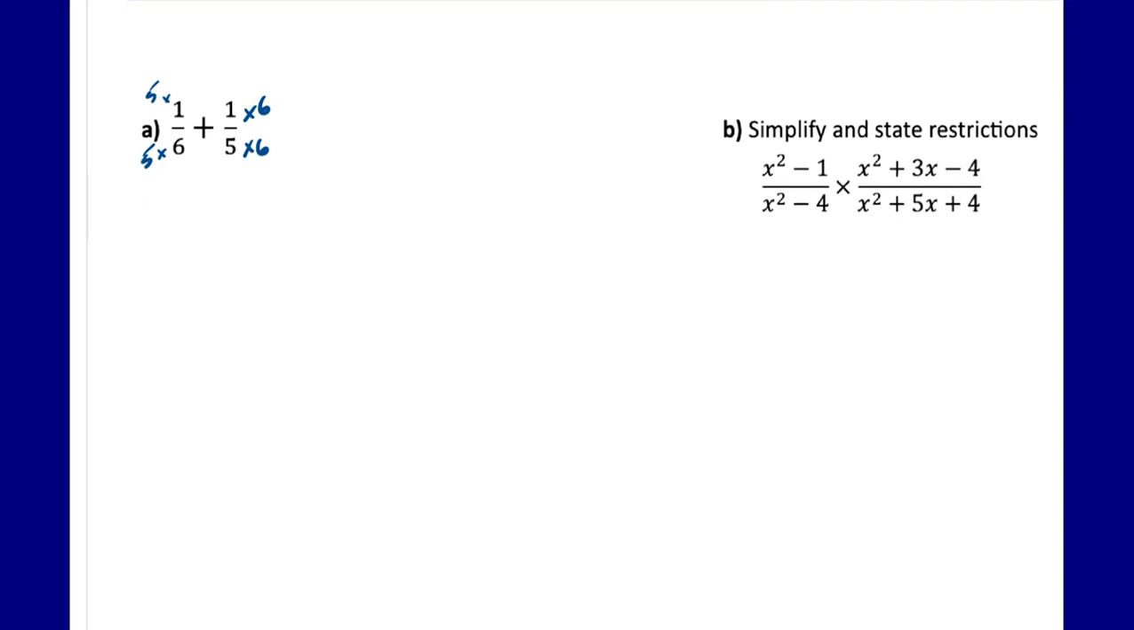So 1 over 6 becomes 5 over 30, plus 1/5 becomes 6 over 30. Now that I have a common denominator, I can just add my numerators. So I get 11 over 30. So 1/6 plus 1/5 is 11/30.